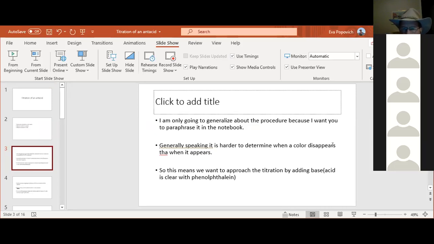So basically, we always want to approach a titration using phenolphthalein by adding the base to the acid, because the acid's clear. When we add the base to it, that's when we get the color. Is that making sense for you? Yep.